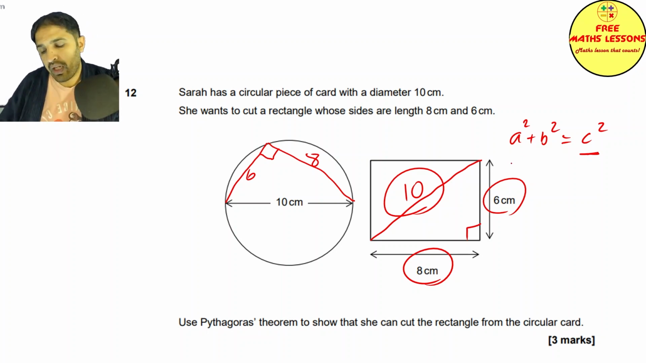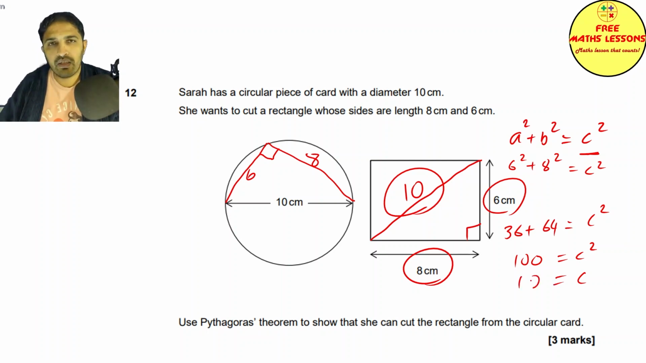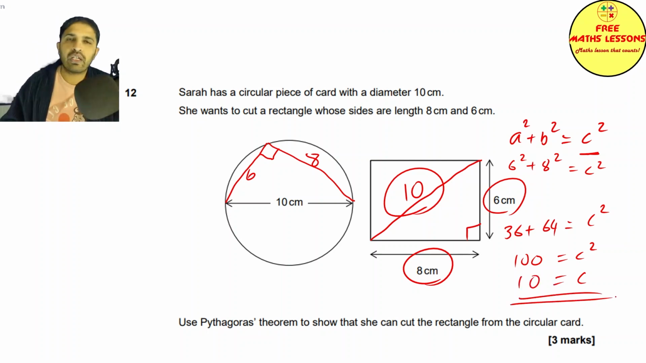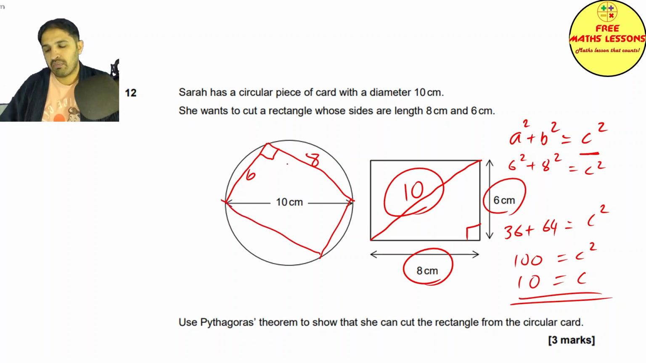So a is 6, so we're going to do 6 squared plus 8 squared. 6 squared is 36 and 8 squared is 64. That's equal to c squared. So 36 and 64 is equal to 100. So 100 is c squared, so we square root both sides and we get c is equal to 10. So we can actually cut that piece out and it would be exactly on the dot. You can cut the 6 by 8 rectangle out, because the diagonal there is going to be 10.